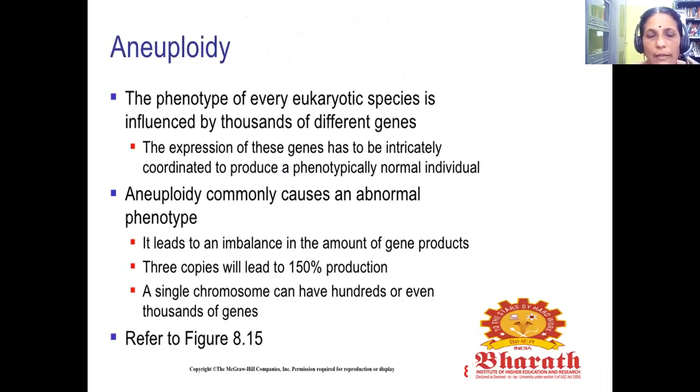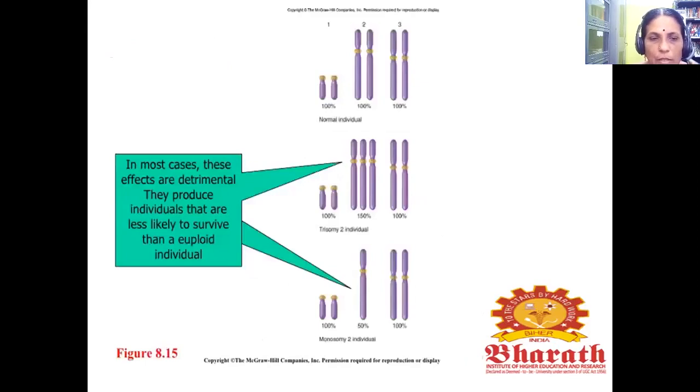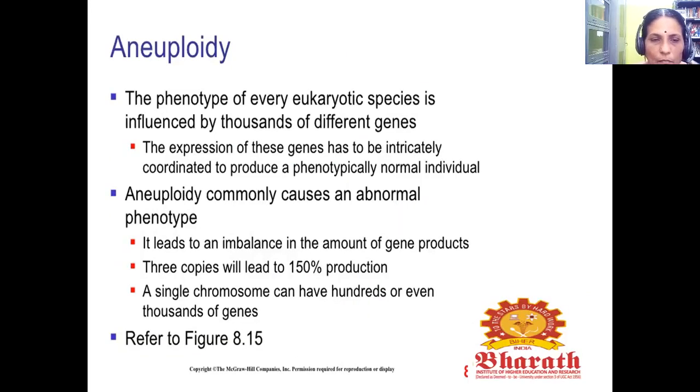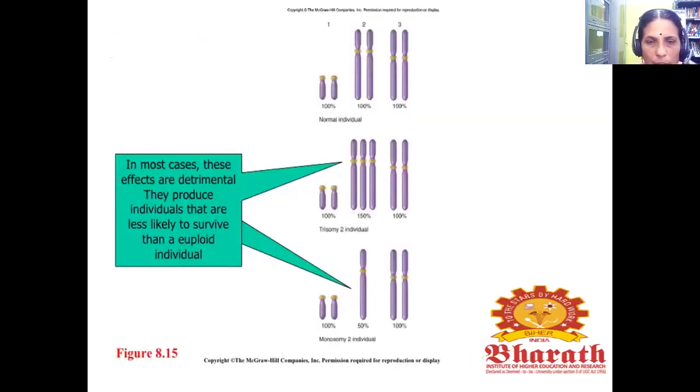Three copies will lead to 150% production. A single chromosome can have hundreds or even thousands of genes. You see the picture. Aneuploidy causes an abnormal phenotype. So, a normal individual, the second one is a trisomy 2 individual, and this is a monosomy 2 individual. In most cases, these effects are detrimental. They produce individuals that are less likely to survive than a euploid individual.